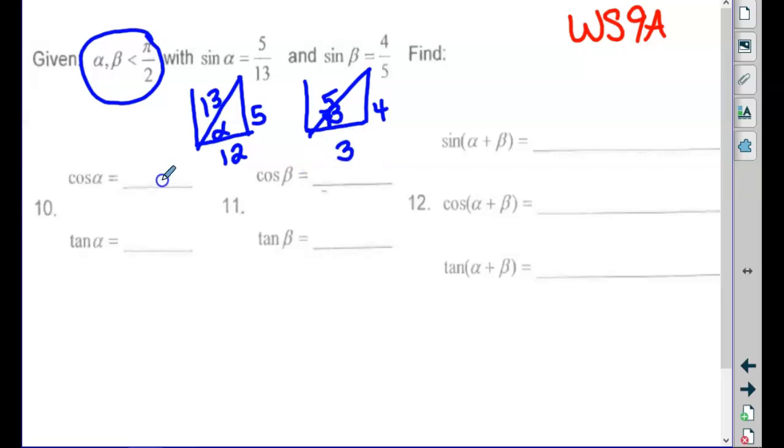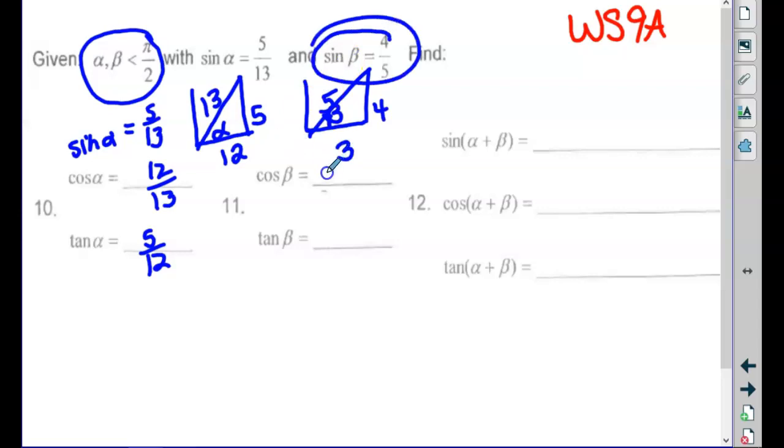Okay. So, using this triangle right here, the alpha triangle, what's the cosine? You just told me up at the top the sine was 5/13. The cosine is 12/13, and the tangent, opposite over adjacent, is 5/12. Okay? On this particular one, the sine was 4/5, the cosine is 3/5, and the tangent is 4/3. Okay.